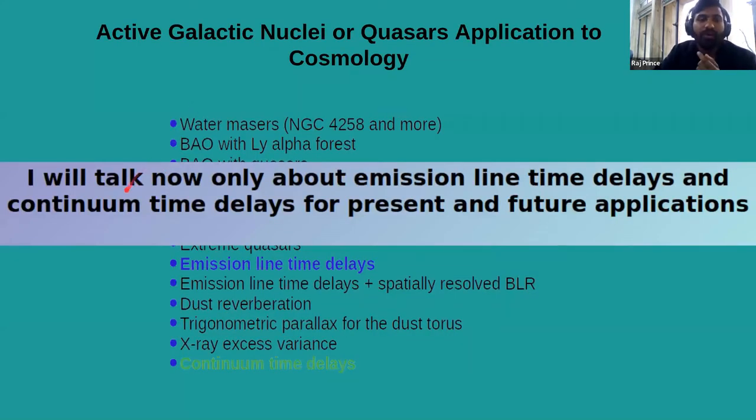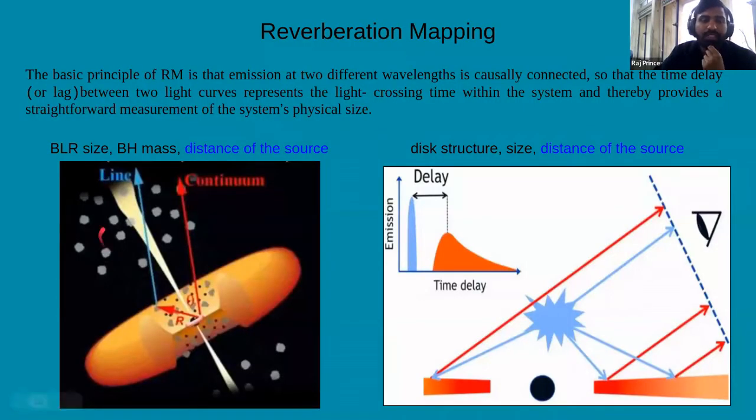Now I come to the part where we use these quasars to measure cosmology. We are using two methods, the emission line time delay and the continuum time delay. Measuring the time delay from the emission line is called reverberation mapping. It is basically measuring the time delay between two different wavelengths which are causally connected, so that the time delay between the two light curves represents the light crossing time of the system.